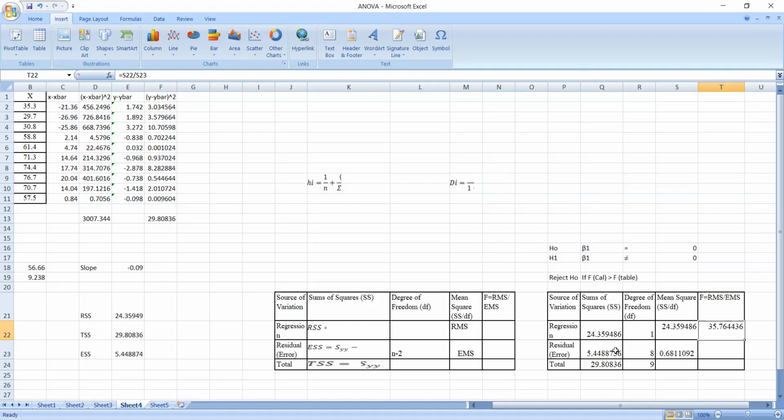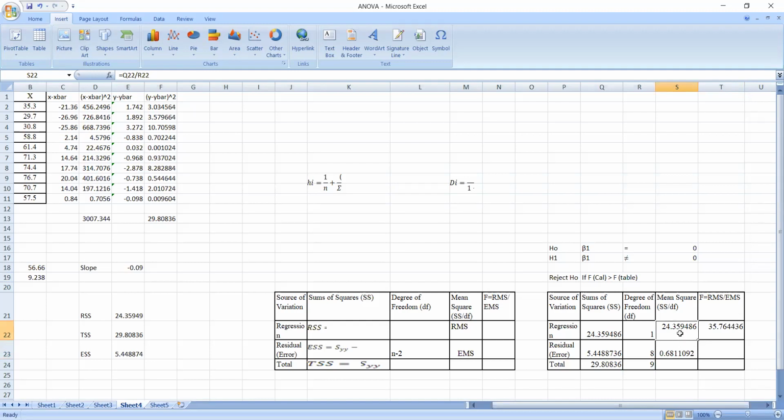Now, when we check the F table, there are two things that we have to check. When you read the values from the F table, you have to read the degrees of freedom associated with the numerator and the degrees of freedom associated with the denominator. We have calculated this F value as a ratio of the regression mean square and the error mean square.